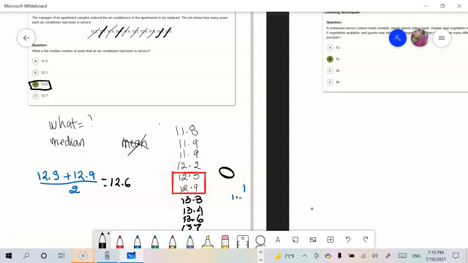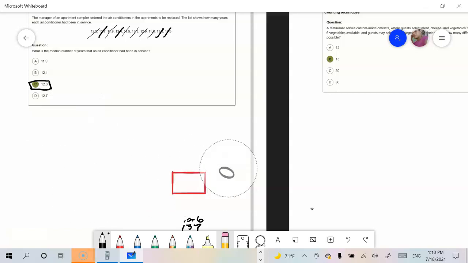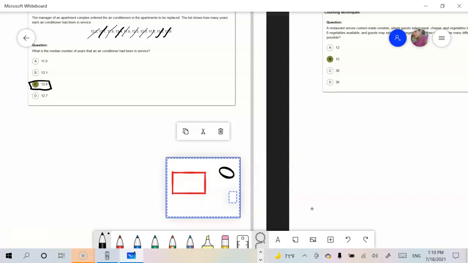Okay, median. Now we are going to solve it using the calculator. So pay attention to this, because this is what you really want to do. You don't want to go through all of this manually. You want to do it using the calculator. It's way faster and easier to solve. So that's why I'm going to show you here how you do it.